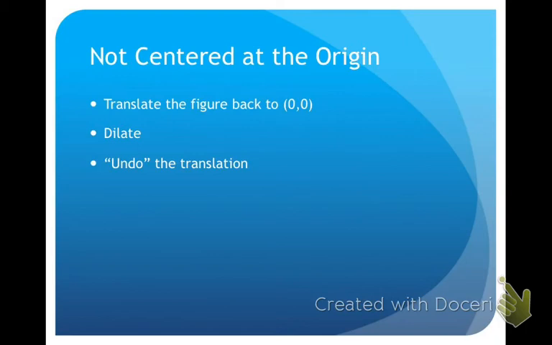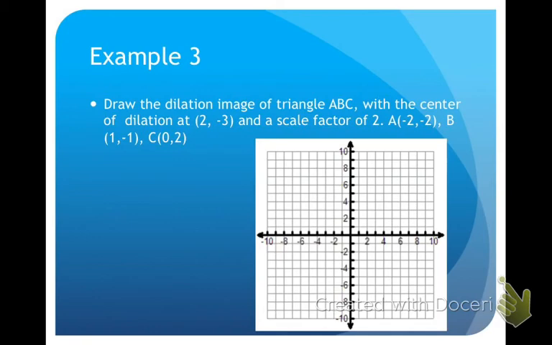Alright, so this one's a bit of a doozy here. If it's not centered at 0, 0, the best way to go about this is to translate so that the center is back at 0, 0, then dilate, and then you're going to undo the translation. So here's a quick example of that. Okay, so first things first, we're going to translate back to 0, 0. So to get my center of dilation, which is this yellow point here, back to 0, 0, I need to go up 3, over 2. So I'm going to do that to each point, then dilate, then undo it.